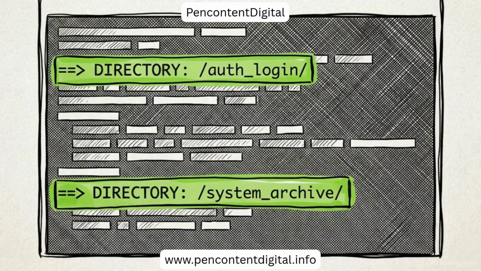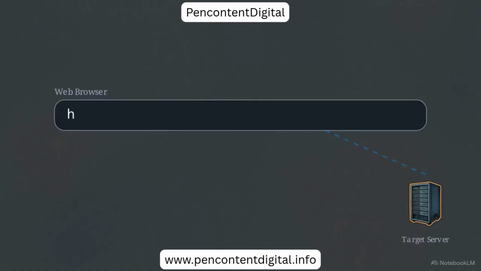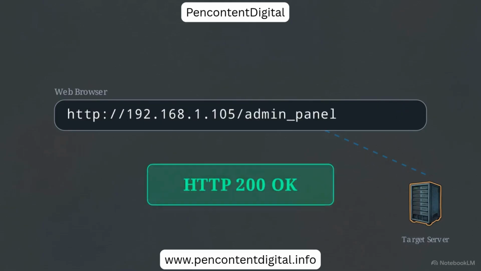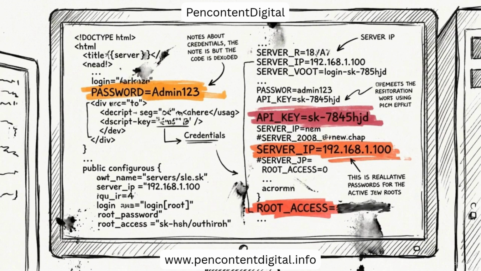The tool has successfully located an admin panel and a backups folder. Beside those paths, you'll see an HTTP status code of 200 OK. That code confirms the hidden directory genuinely exists on the server and is currently accessible. Unearthing these hidden web resources exposes a system's soft underbelly. It reveals unintentionally exposed sensitive data and misconfigurations that remain completely invisible to standard web users.